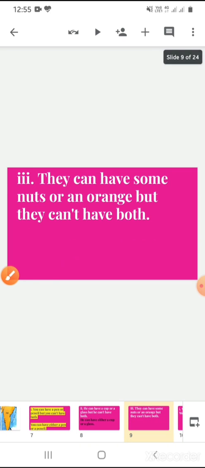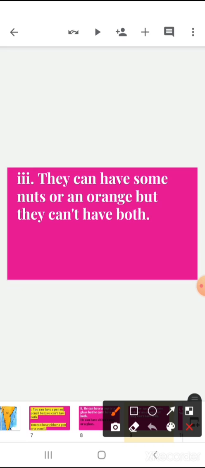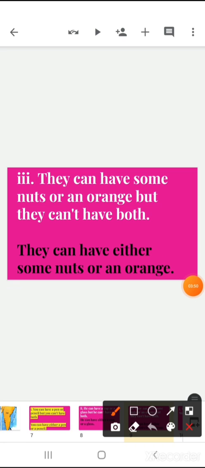Next. They can have some nuts or an orange, but they can't have both. How we have to rewrite this sentence? Yes, they can have either some nuts or an orange. We have used both the words which is given to us to use in these sentences, either or.